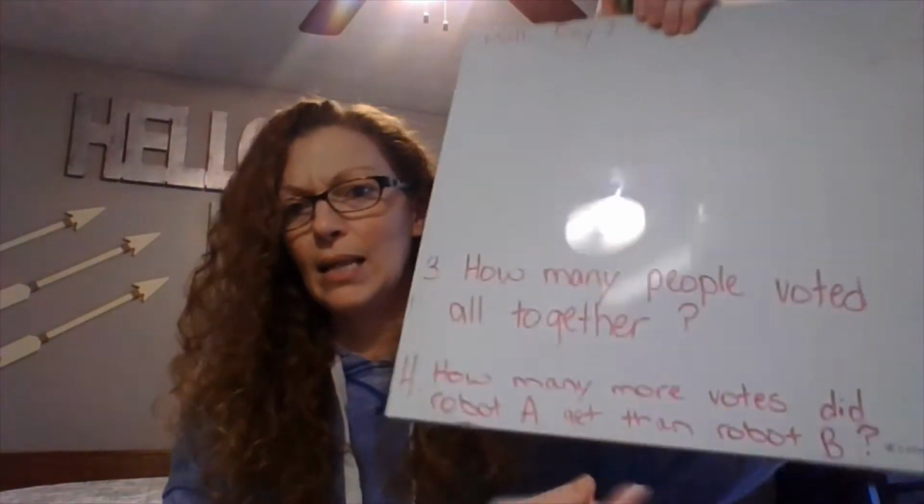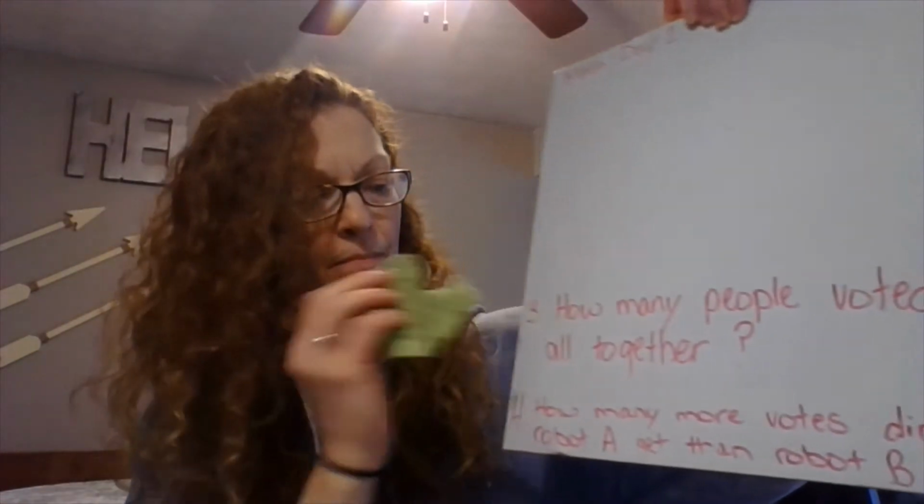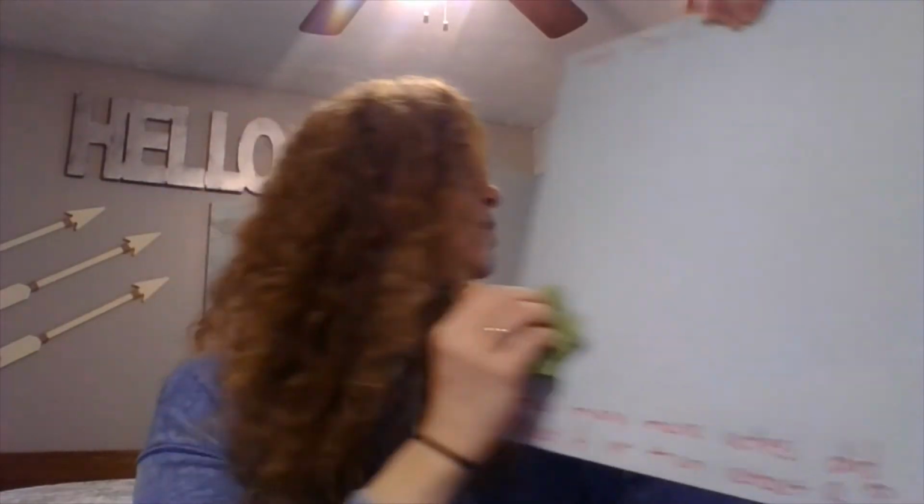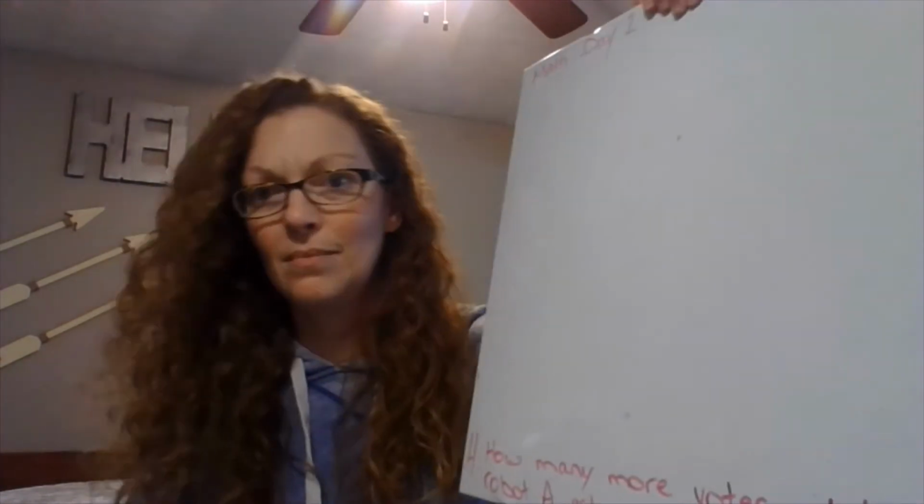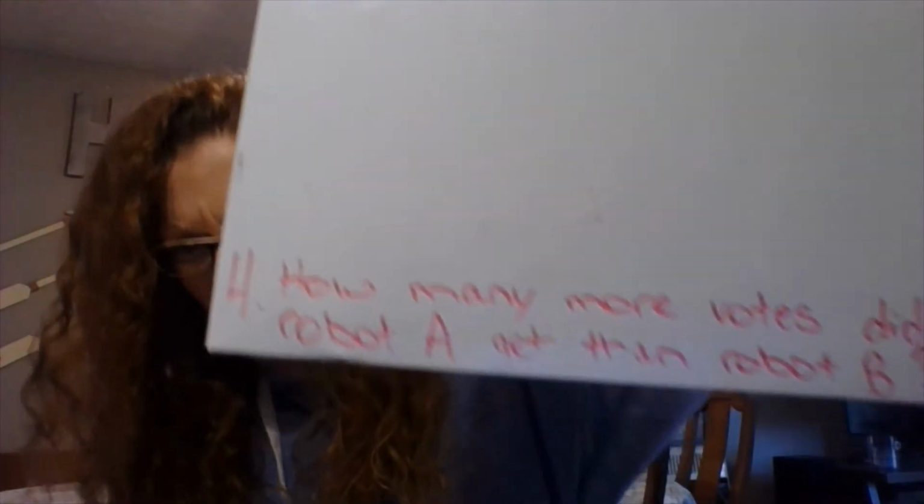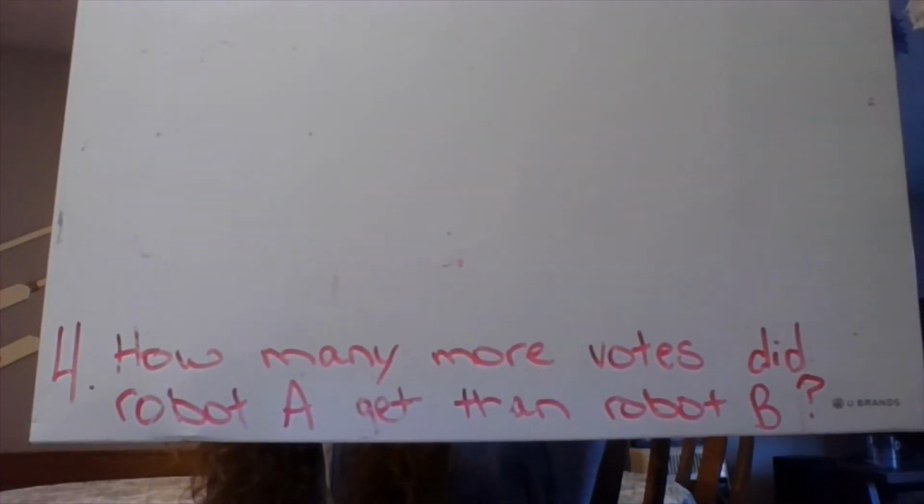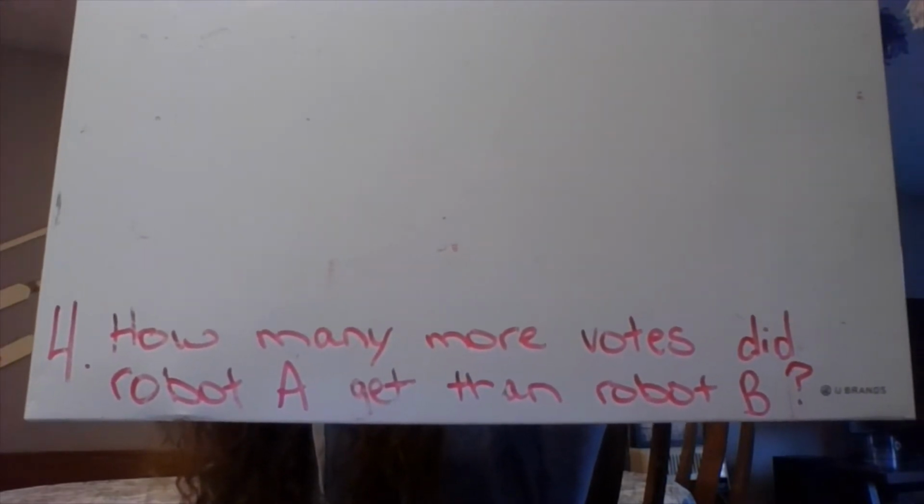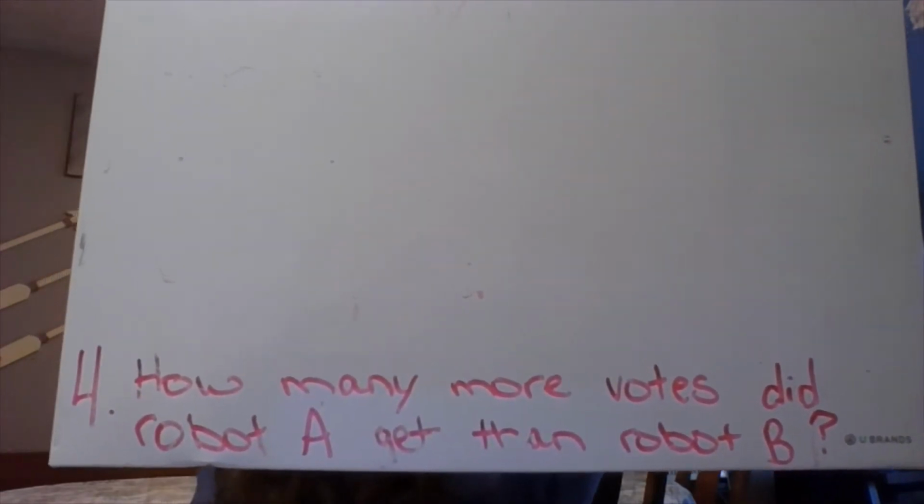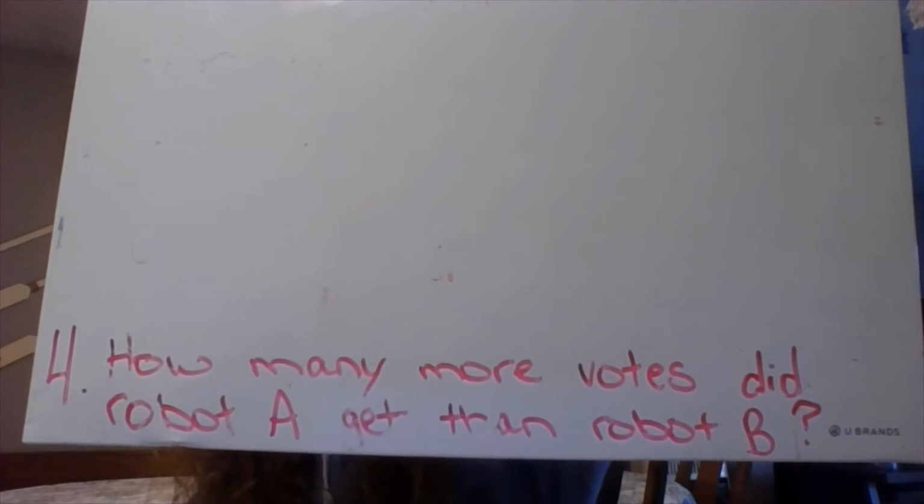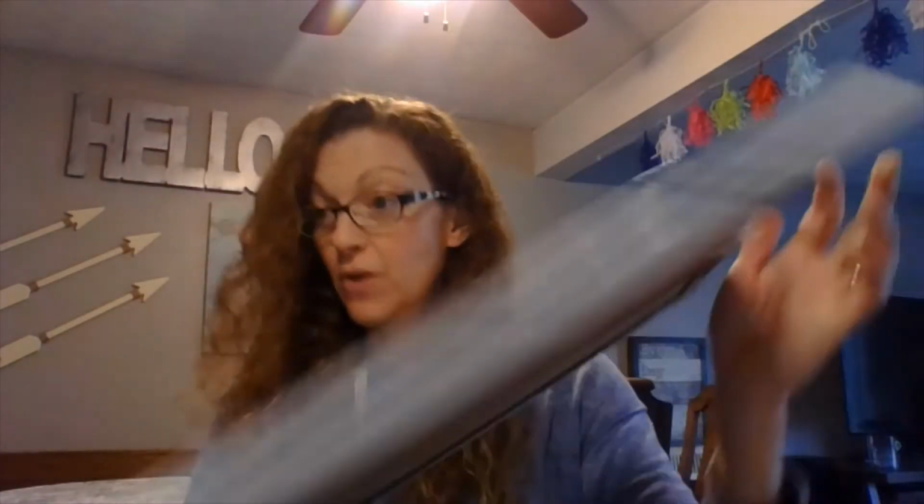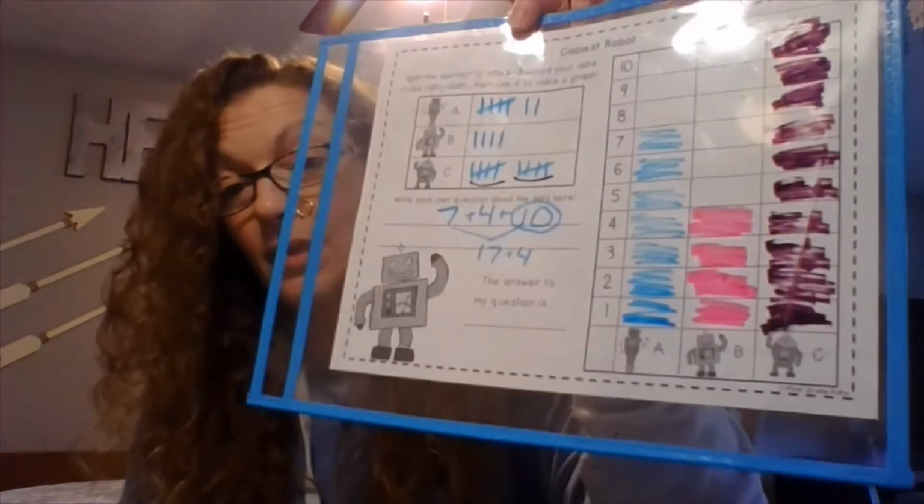All right, number 4. Got a lot of things for this. Goodbye, number 3. Soup. All right, 4. How many more votes did robot A get than robot B? How many more votes did robot A get than robot B?